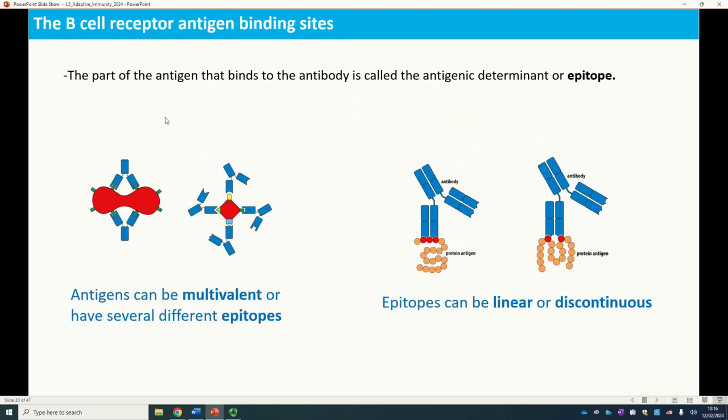So in terms of B cell receptor antigen binding sites, remember that it's recognizing the whole protein in its native form. The part of the antigen that the antibody will recognize is referred to as the epitope. Antigens can be multivalent, so you can see here it's all got the same epitope, or an antigen, as we mentioned, can have different epitopes. Now, when it comes to antibody binding to an antigen, the epitope can be linear, or it can be discontinuous.